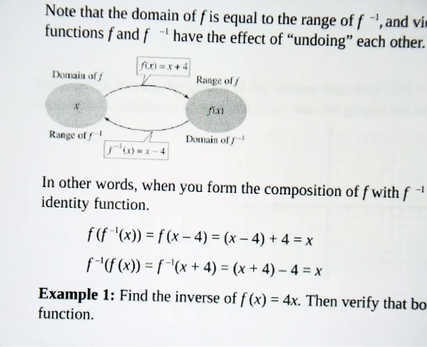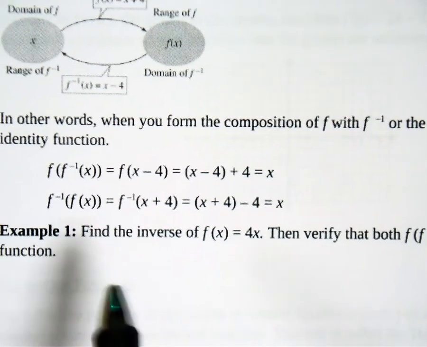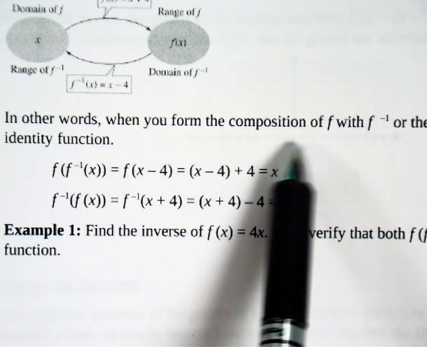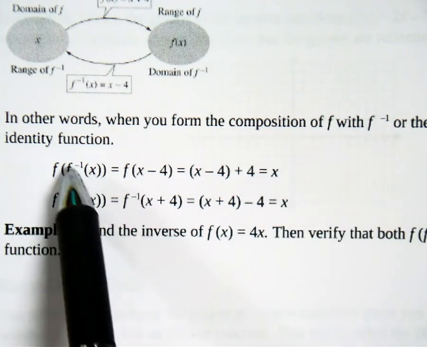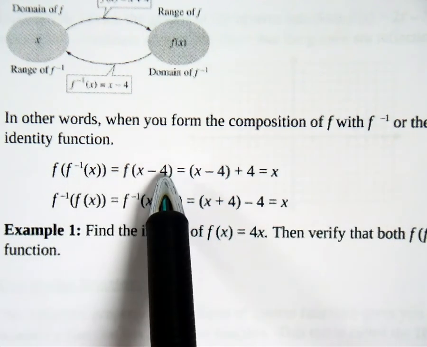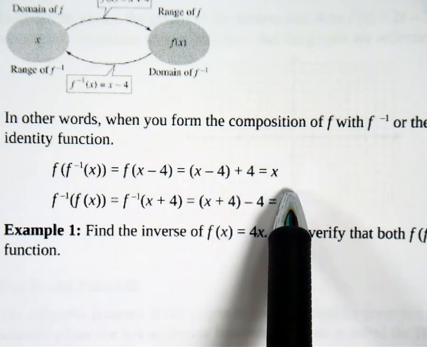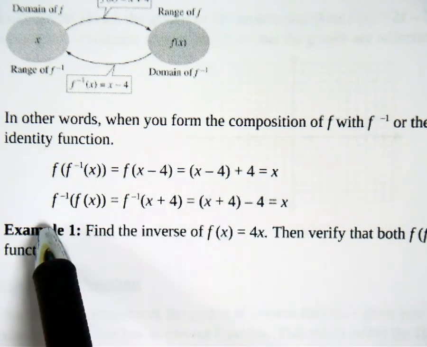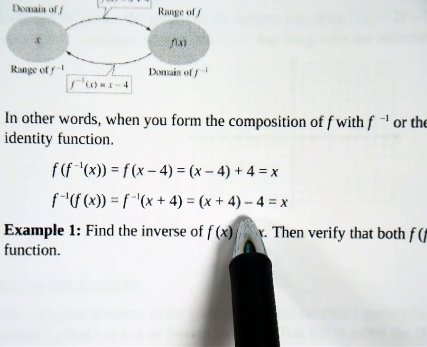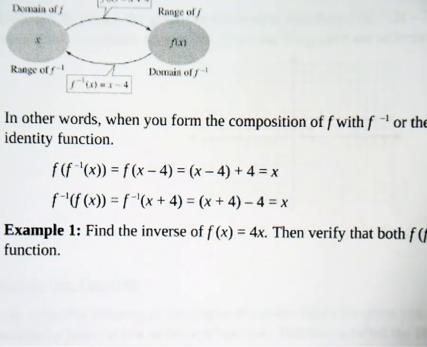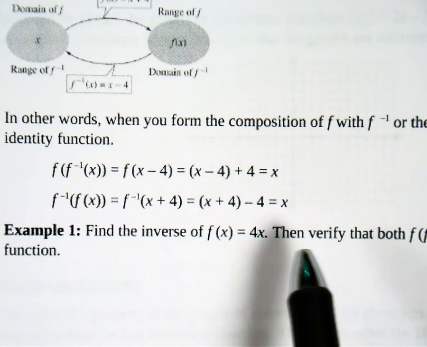They undo each other. Alright, so in other words, when you form the composition of f and f inverse, this is what happens. If I do f of f inverse, x minus 4, and then add 4, I get x. Or if I do f inverse of f, x plus 4 minus 4, it gets back to x. Okay, so they undo each other.